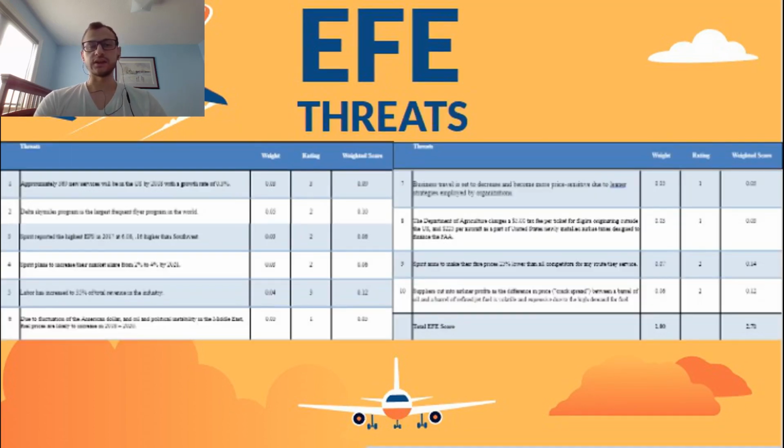Next, we have industry threats, and some of the threats hindering Southwest's performance are Delta's frequent flyer program known as SkyMiles, the largest airline loyalty program in the world; the rising fuel prices due to high demand and political instability in the East; and Spirit Airlines setting their prices 25% lower than competitors for any route they service. Overall, the external assessment score is 2.71, meaning Southwest's response to external factors is close to above average.